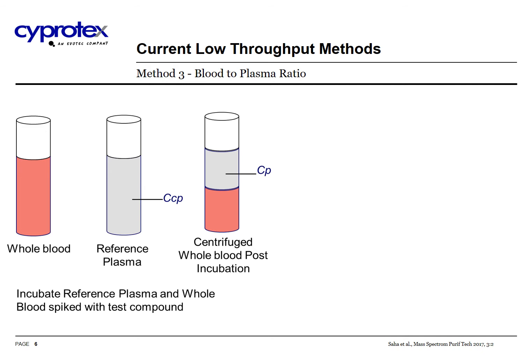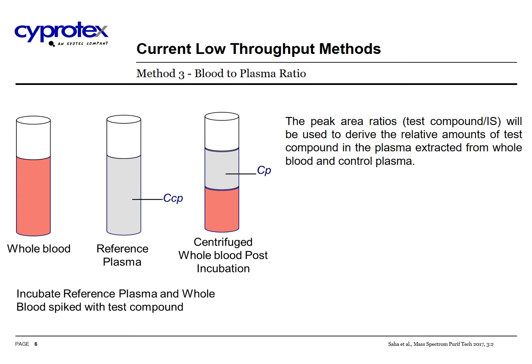The compound in control plasma samples and plasma separated from whole blood samples post-incubation are measured by LC-MS analysis. The sample extraction technique is much simpler, as it is only a direct protein precipitation method. This method takes about 3 to 4 hours to determine blood to plasma ratio for 12 compounds.